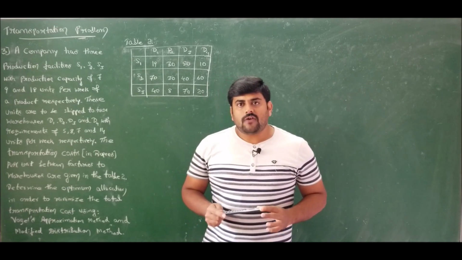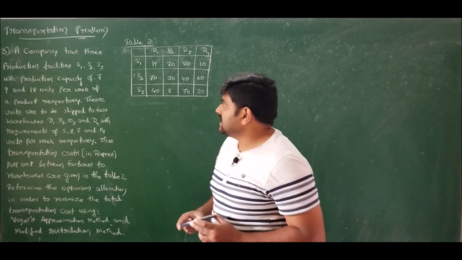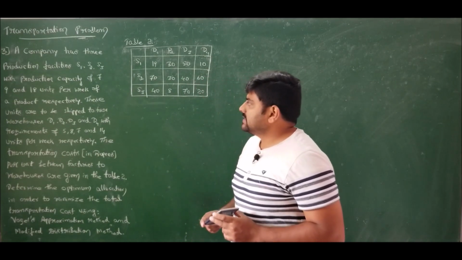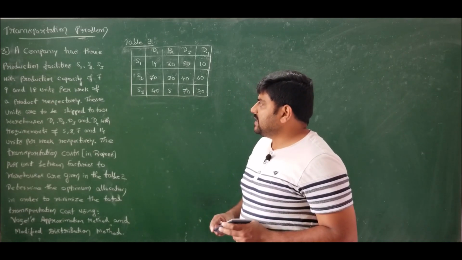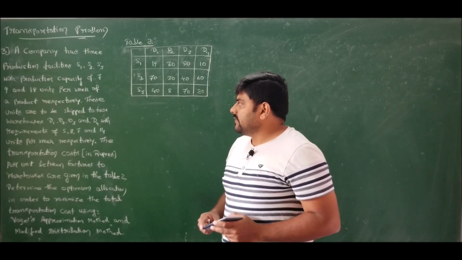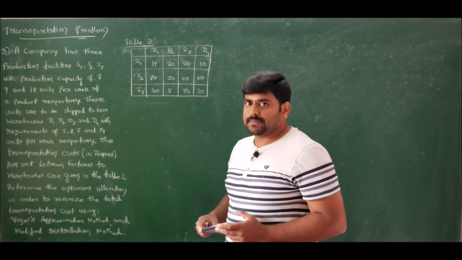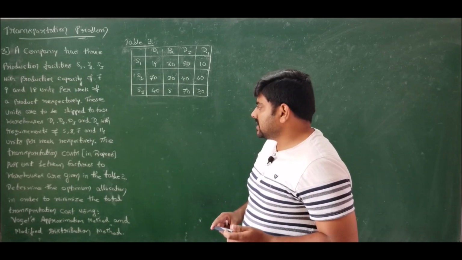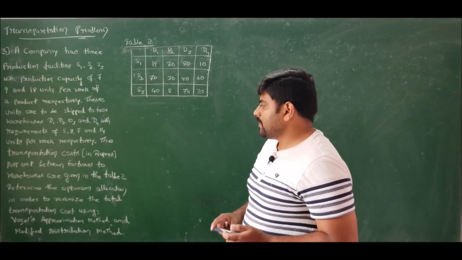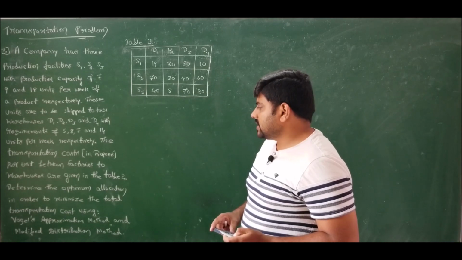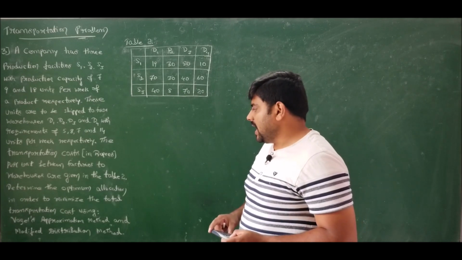The problem number 3 of our discussion on transportation problem states that a company has 3 production facilities S1, S2, S3 with production capacity of 7, 9 and 18 units per week of a product respectively. These units are to be shipped to 4 warehouses D1, D2, D3, D4 with requirements of 5, 8, 7 and 14 units per week respectively. The transportation costs in rupees per unit between factories and warehouses are given in the table. Determine the optimum allocation in order to minimize the total transportation cost using Vogel's approximation method and modified distribution method.